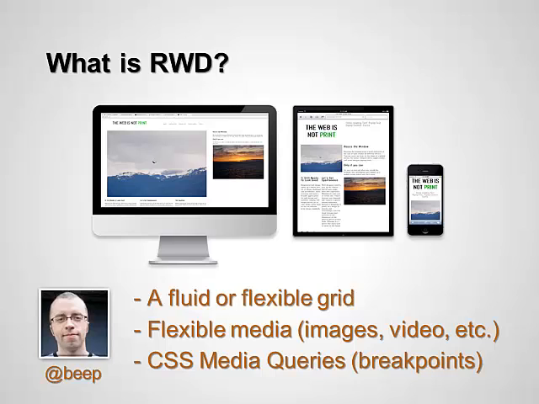A fluid grid basically means that our layout should be percentage based instead of pixel based. Flexible media refers to our media being percentage based as well, and media queries allow us to define breakpoints within our design where we reflow the interface to better fit the screen size. Now I realize that's a really brief description that may not make sense just yet, but bear with me. In a little bit we'll walk through implementing each of these ingredients within a sample project.